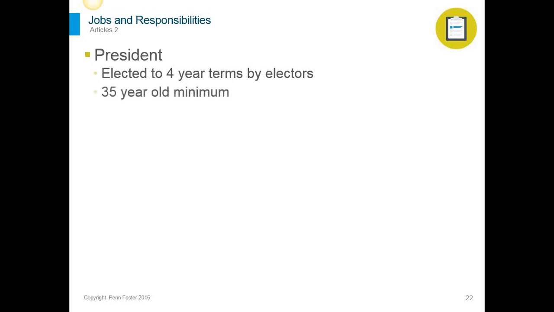Presidents have to be at least 35 years old. The youngest president we've ever had was actually 43, which was Teddy Roosevelt. Presidents also have to be natural-born citizens and residents of the United States for at least 14 years. So only people who are either born in the United States or have parents that were citizens of the United States can be presidents.